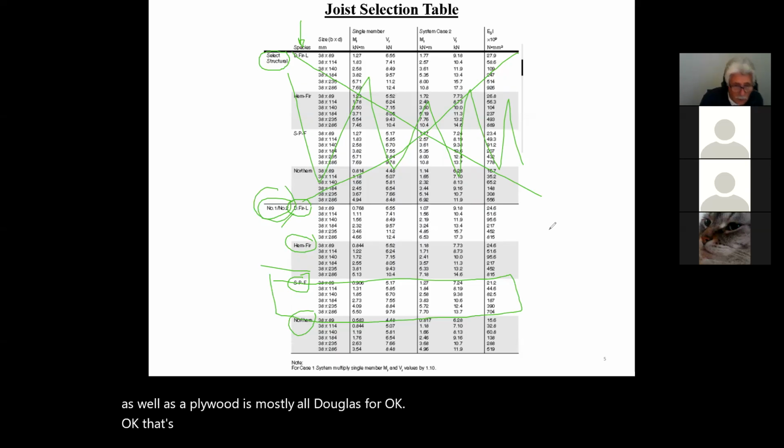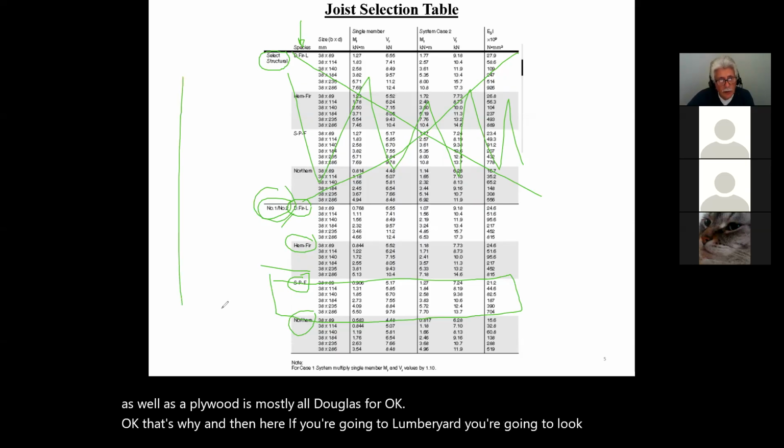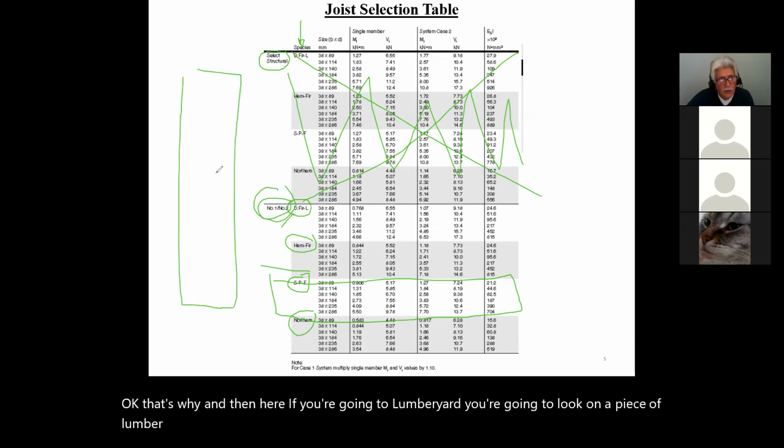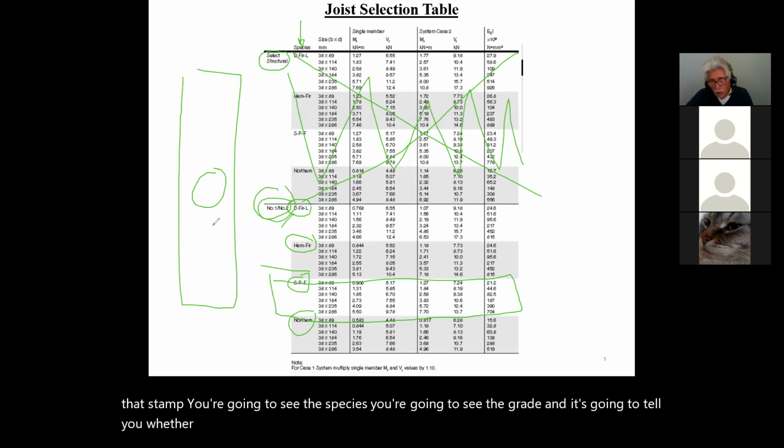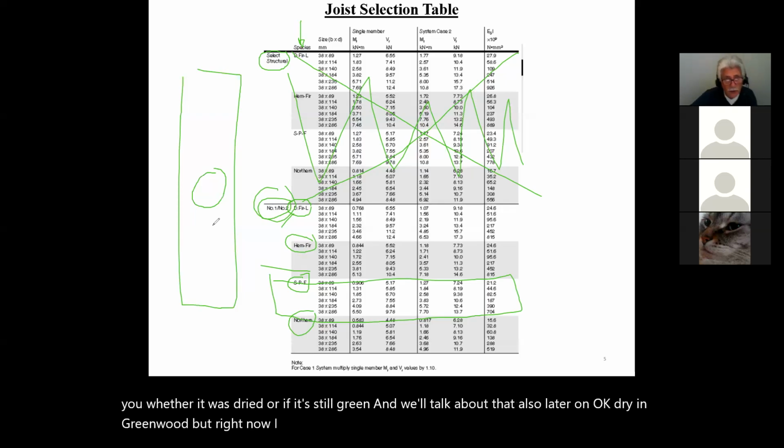And then here, if you go into a lumber yard and look on a piece of lumber, the lumber always should have a stamp. On that stamp, you're going to see the species, you're going to see the grade, and it's going to tell you whether it was dried or if it's still green. We'll talk about that also later on, dry and green wood. But right now, I just don't want to put too much on your plate.